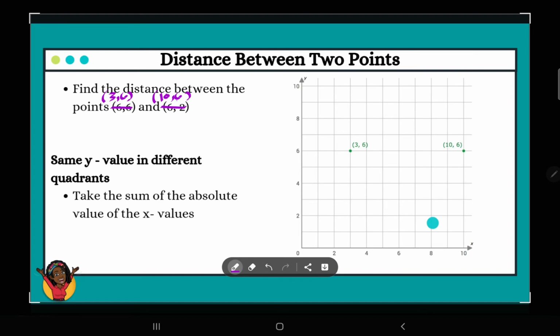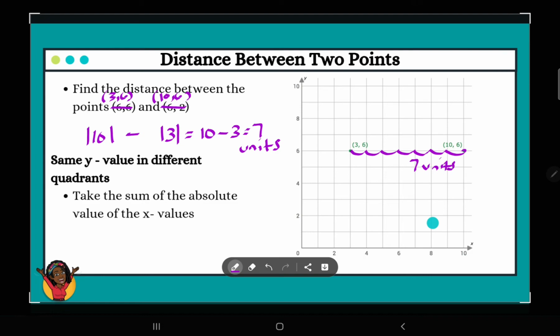So here we see that the y values are the same, so we're going to be working with the absolute value of 10 and the absolute value of 3. Now they're in the same quadrant, so I'm going to subtract. If they're in different quadrants, then I would add. So the absolute value of 10 is 10, absolute value of 3 is 3. So the distance here is 7 units. Let's go ahead and count it. 1, 2, 3, 4, 5, 6, 7.